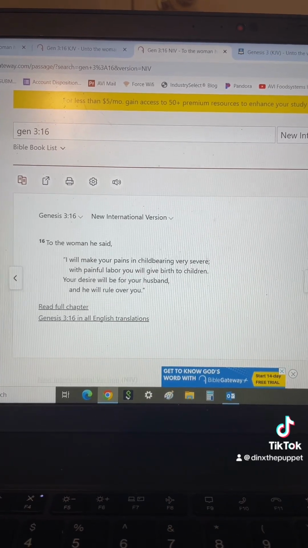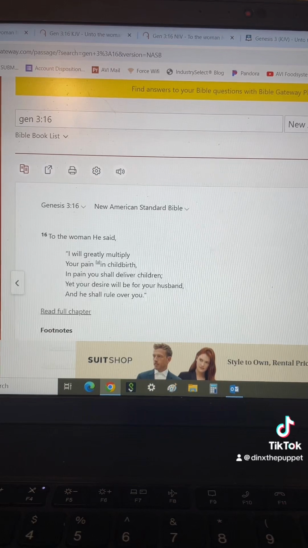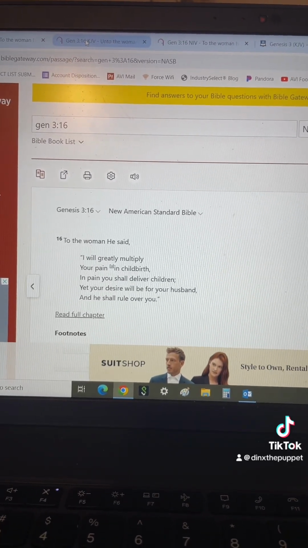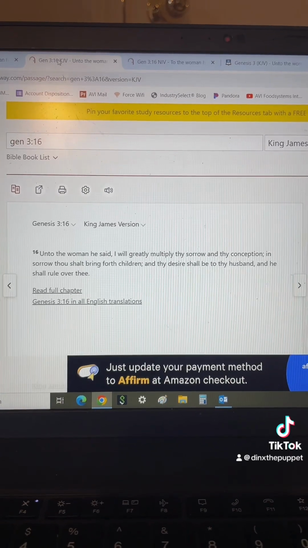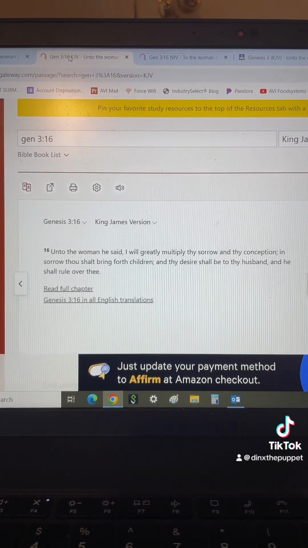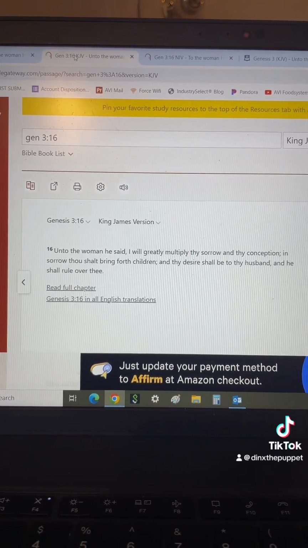Okay, let's read the NASB. Yet your desire will be for your husband, and he shall rule over you. Okay, that's pretty consistent. Now let's go to the King James for you KJVers out there. And it says, and thy desire shall be to thy husband, and he shall rule over thee. So there's no for, it's actually to.